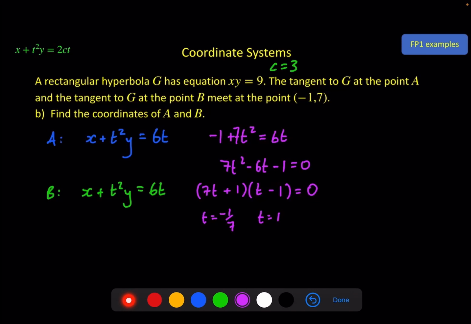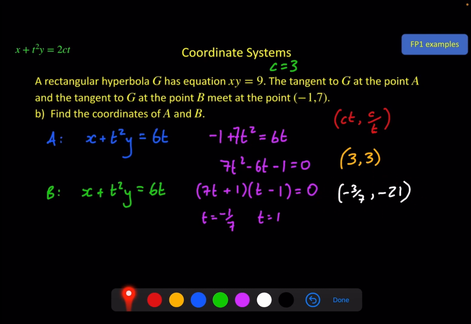Now we've got the value of t, we should be able to find the coordinates because we know the parametric equations ct and c over t, and we know c is 3. So for one of these 2 points we have the answer 3 times 1 and 3 divided by 1, and for one of these points we have the answer 3 times minus 1 over 7 and 3 divided by minus 1 over 7. And like I said, we can't be sure which one is which, but either A or B is this, and then the other one is this.